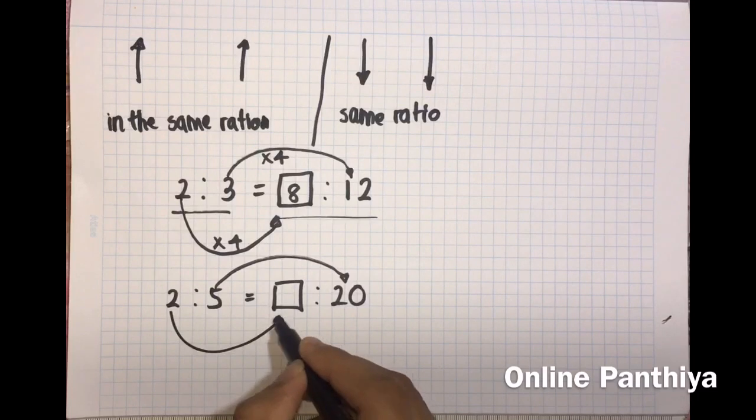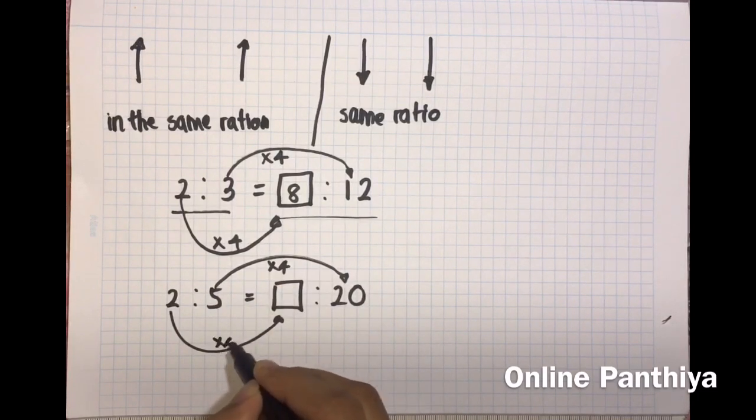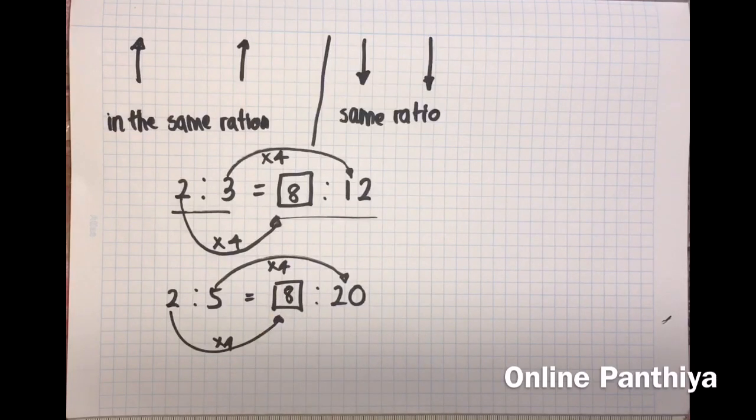Okay. Now by what ratio? 5 is multiplied by 4. So here also you multiply by 4. So what is the answer here? 2 into 4 is equal to 8. Was that part clear? It is very clear, I hope. Okay. So one more example.